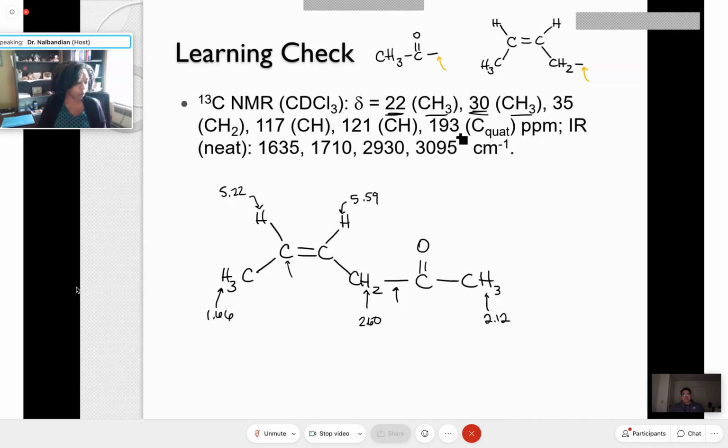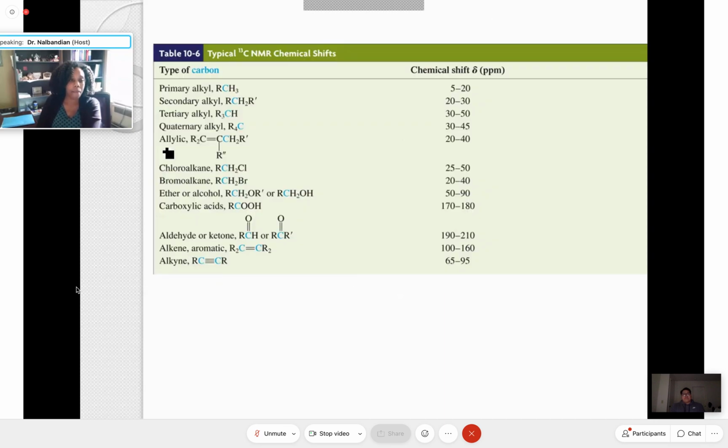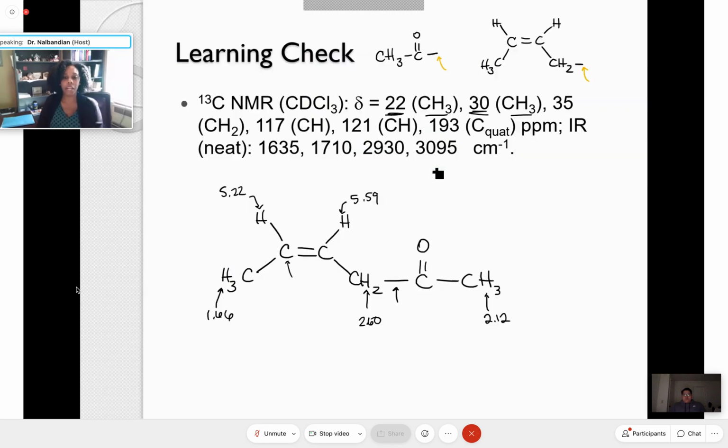Which one do you think would be more deshielded? Well, looking here, we have one of them being allylic, and then one of them being beside the carbonyl. So we have here allylic between 20 and 40. Our carbonyl is going to deshield, but it's not showing that data on here. But anyway, so we have 22 and we have 30. 30 is actually going to be this one because it's close to this carbonyl, which is more of an electron withdrawing group than a double bond. So we have 22 for this one.